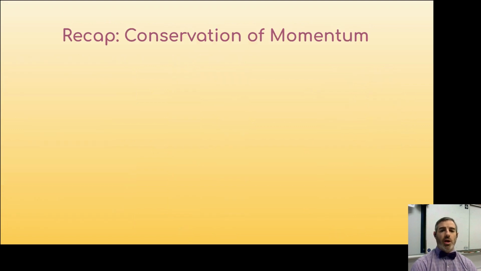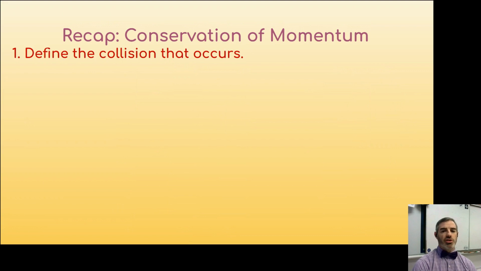So to recap conservation of momentum, the first thing you do is define the collision that occurs. This might be a cannon firing, a gun being fired, two cars colliding. In the case of what we were just looking at, we had two spheres colliding. It could be multiple objects. You could have 2, 3, 4, 5 objects that are colliding, and you just have to define the collision or force that is applied that causes the momentum to change.